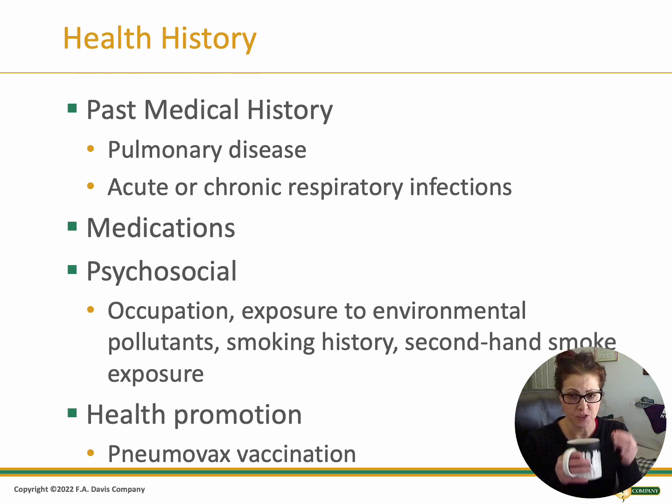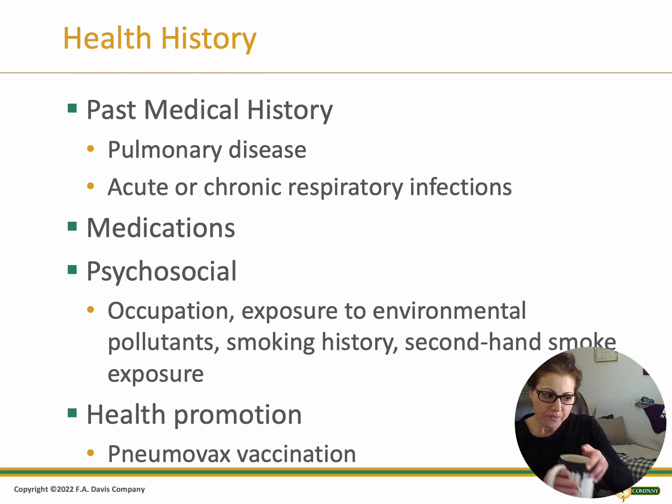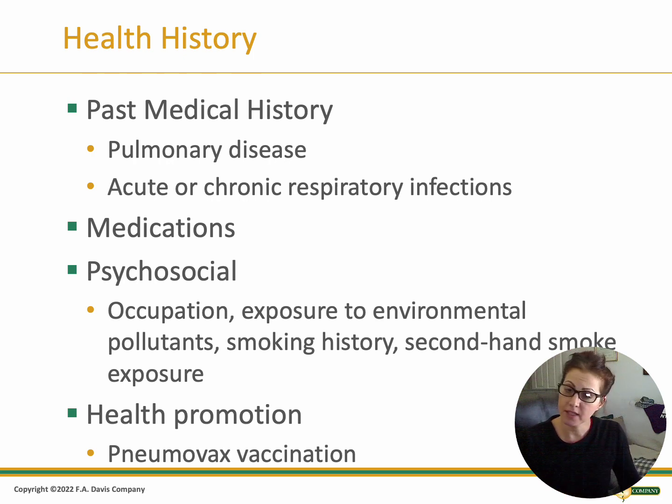So when collecting health history, it's important to collect the full health history. Past medical history: whether or not they've had pulmonary disease such as asthma or chronic obstructive pulmonary disease, whether they've ever had acute or chronic respiratory infections, bronchitis, emphysema, what type of medications they're currently taking. If they have a history of asthma, are they using an inhaler, how often are they using an inhaler, have they ever been hospitalized, have they ever been intubated, have they ever had an asthma attack.